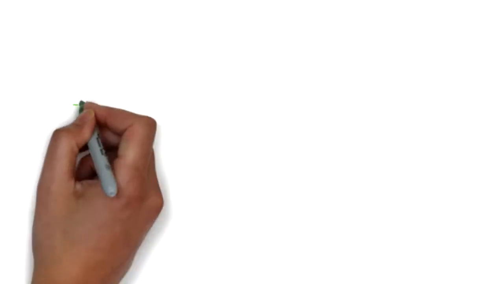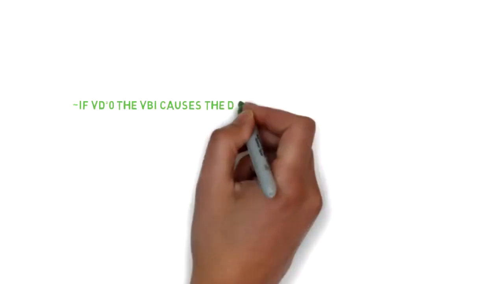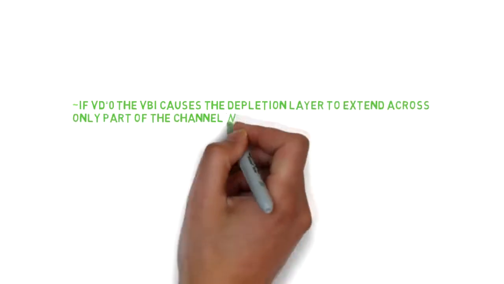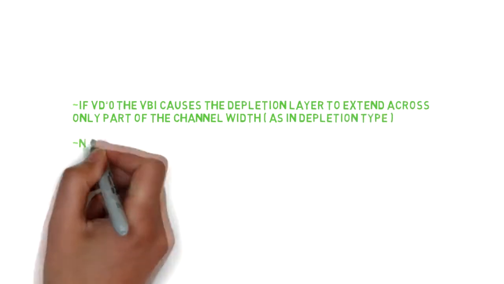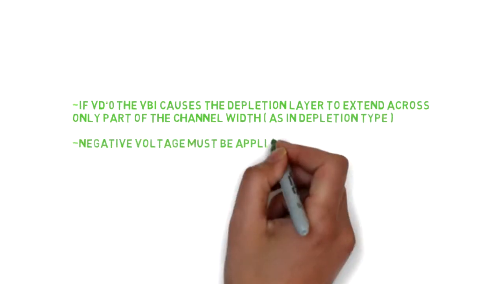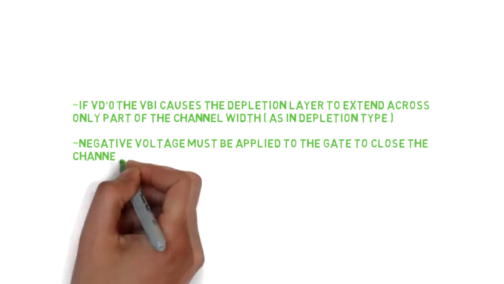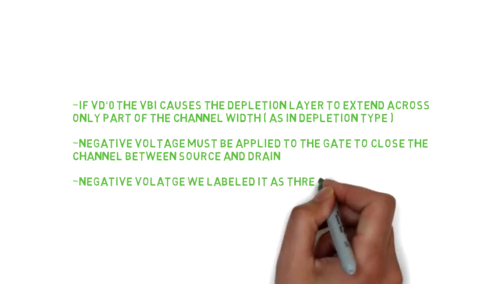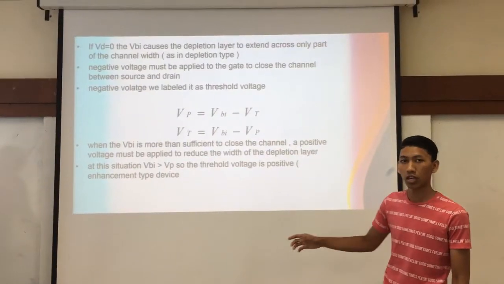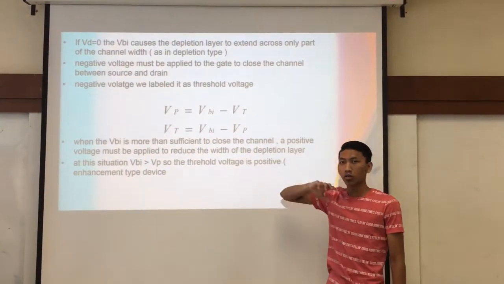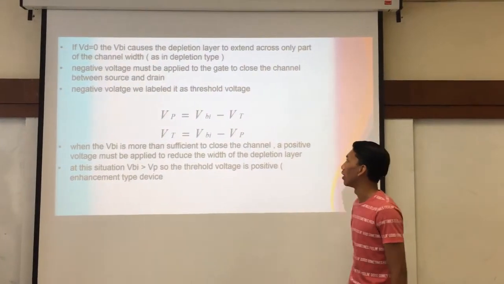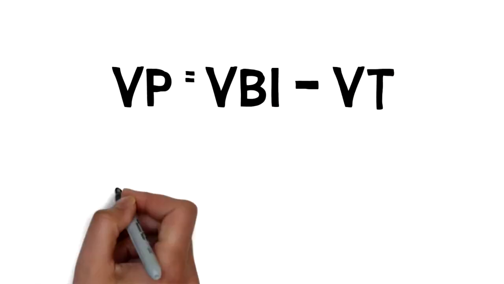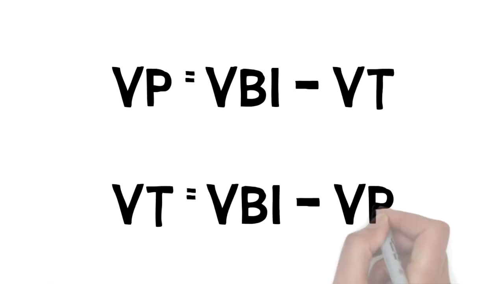Next, if the drain voltage is equal to 0, the VBI causes the depletion region to extend across part of the channel, as in the depletion type. A negative voltage must be applied to the gate to close the channel between source and drain. This negative voltage we label as the threshold voltage. These are two important equations we need to understand: Vp = Vbi minus Vt, and Vt = Vbi minus Vp.